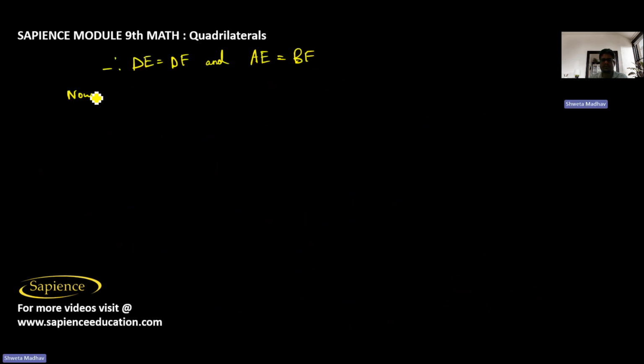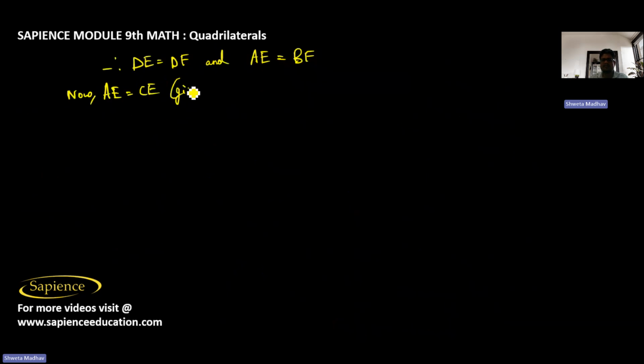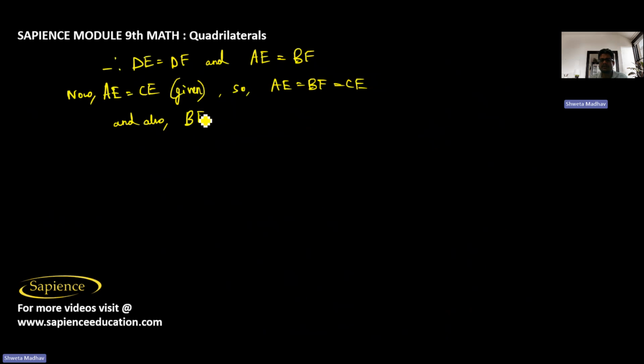So now we can say that AE equals CE also, since it is given that E is the midpoint of AC. So therefore, we can say that AE equals BF, which is also equal to CE. And also we can say that BF is parallel to CA, or I can say BF is parallel to CE, since according to the construction.